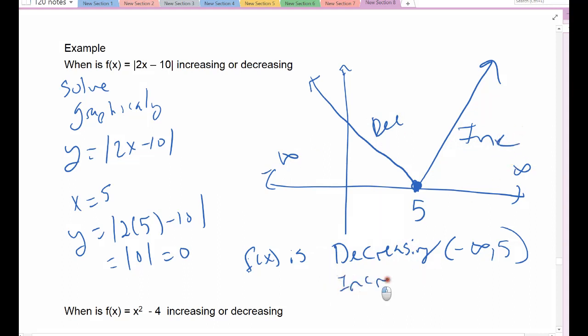So it increases from 5 to infinity. So make sure you change that. Decreasing from negative infinity to 5. Increasing from 5 to infinity. Don't include 5 because that's your turning point.